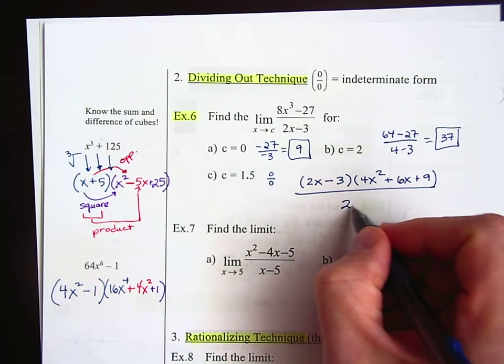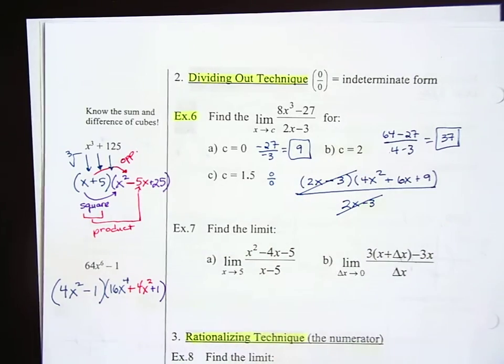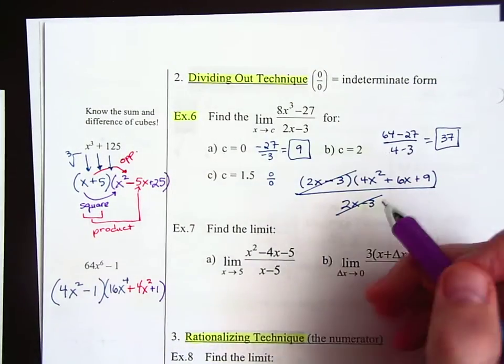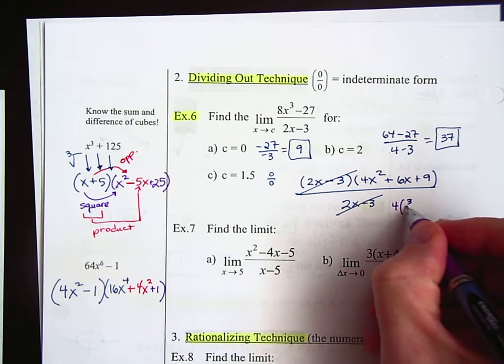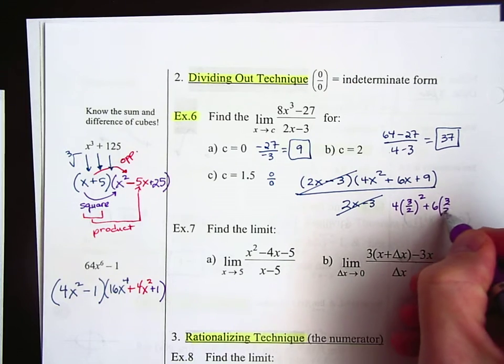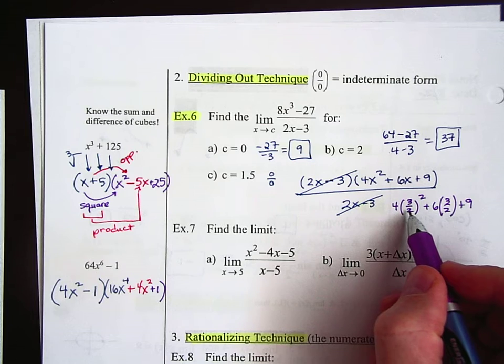Now this should happen almost pretty much all the time. That's going to cancel. If something doesn't cancel, then we might have done something wrong. Okay, now we can use direct substitution. So now if we come over here and we plug in 3 halves, 3 halves squared plus 6 times 3 halves plus 9. So that squared is 9 over 4.